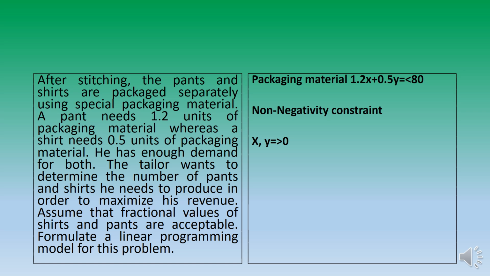The tailor wants to determine the number of pants and shirts he needs to produce in order to maximize revenue. So we need to know the number of pants and the shirts. When we get to know, we will definitely get to know the maximum profit we may make.